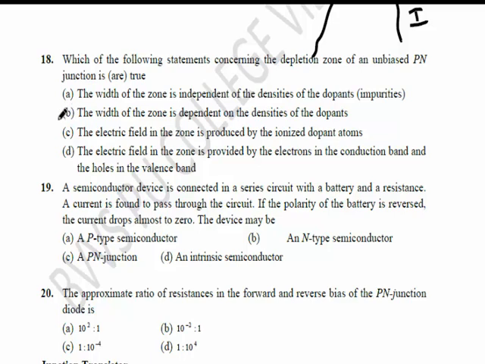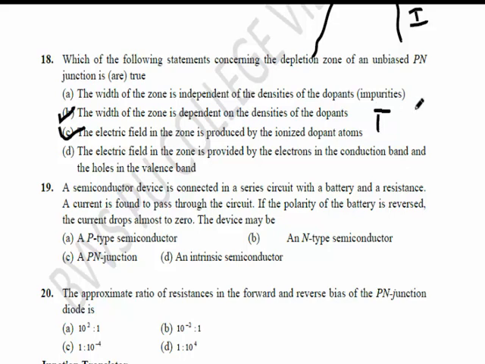If dopants are more, the width of the zone will change automatically. So B is correct. Electric field in the zone is produced by ionized dopants. This is also correct, because in a PN junction, in the depletion layer, there are ionized fixed dopant ions. They will produce an electric field.